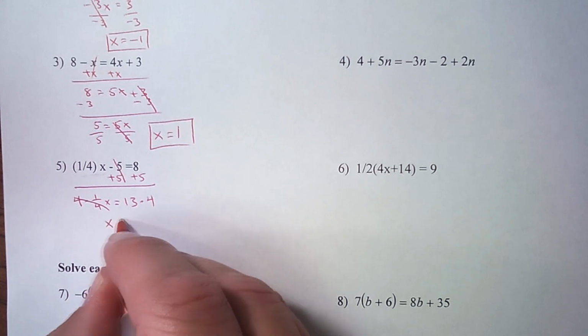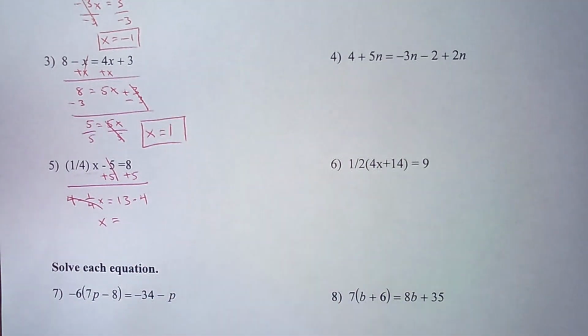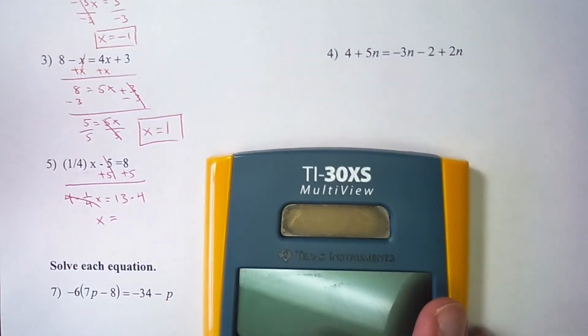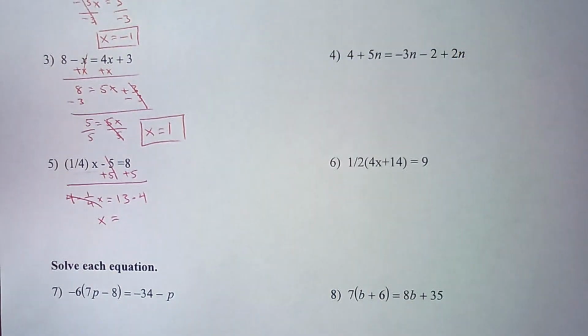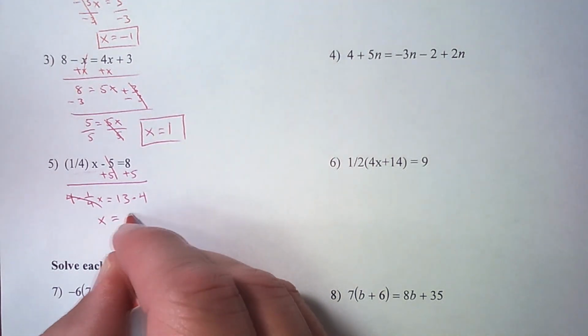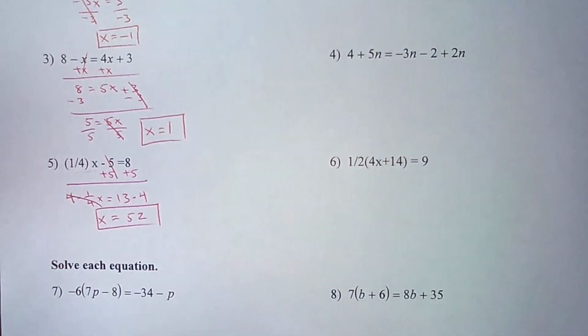So I get x equals 13 times 4, and if you don't know that off the top of your head, we'll just do it this way. 13 times 4 is 52. So we get x equals 52.